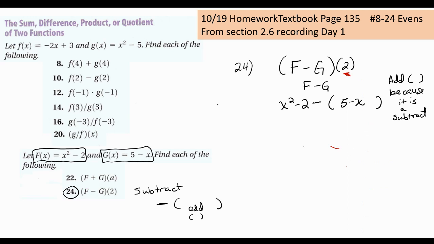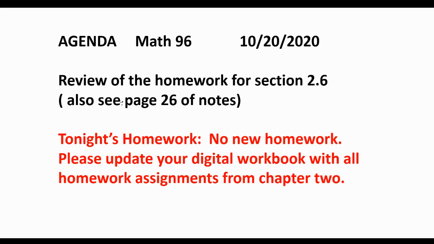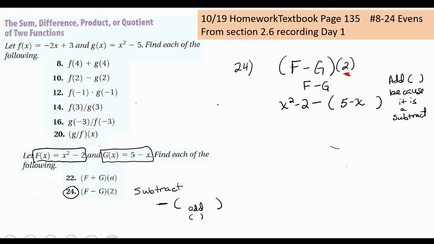Okay, it says to evaluate it at 2. So I'm going to plug in a 2. So this will be 2 squared minus 2, minus hidden 1, 5 minus 2. So this 2 is going to go in every time we see an x, right?